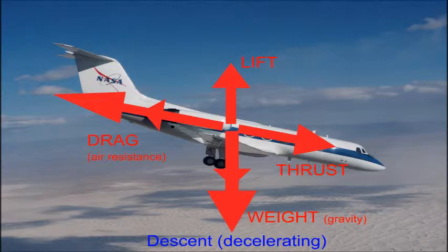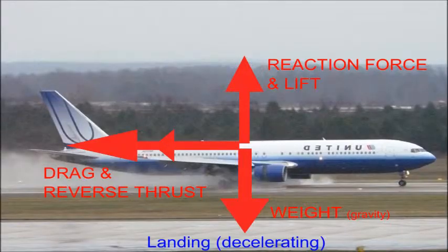However, the pilot will very carefully alter the thrust and angle of descent so that the plane descends in a controlled manner. When the plane touches down on the runway, the reaction force of the ground once again acts against the weight of the plane.